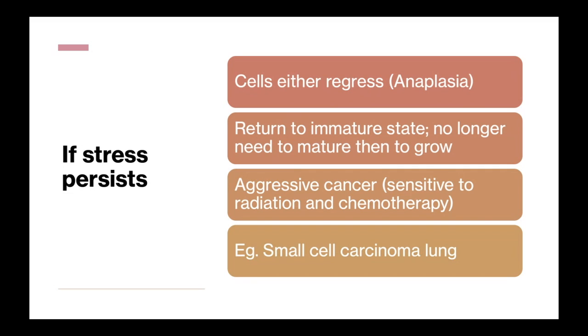They melt down to an anaplasia, to a state where they're just immature again, so they can actually start dividing again. And those anaplastic cancers are really aggressive. They're sensitive to chemo, so that's really, really good. But small cell lung carcinoma, which is on the slide, proliferates really, really rapidly. But we can treat with radiation and chemo and hopefully prolong life and relieve some of the symptoms, right?